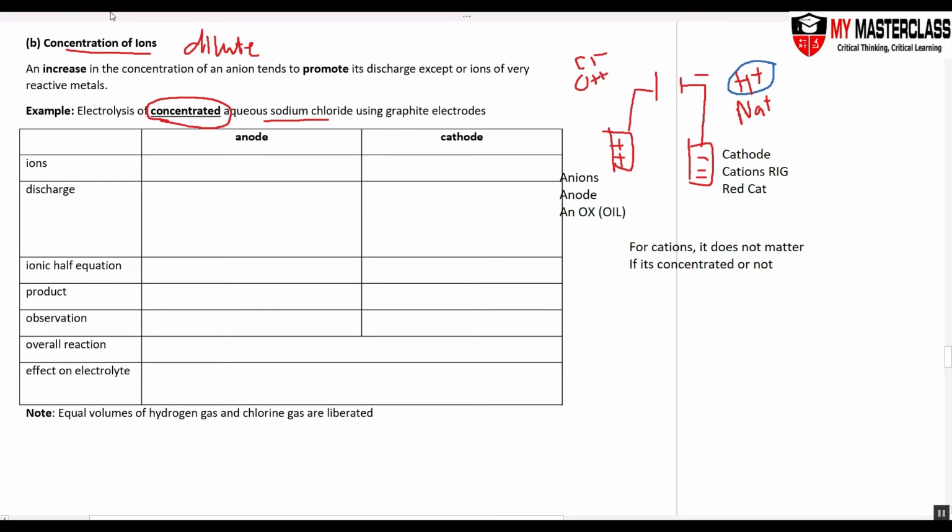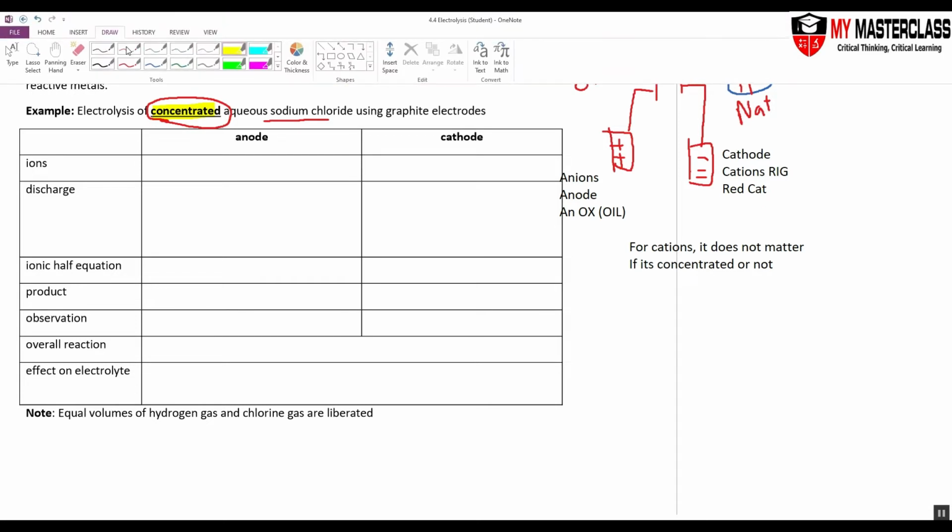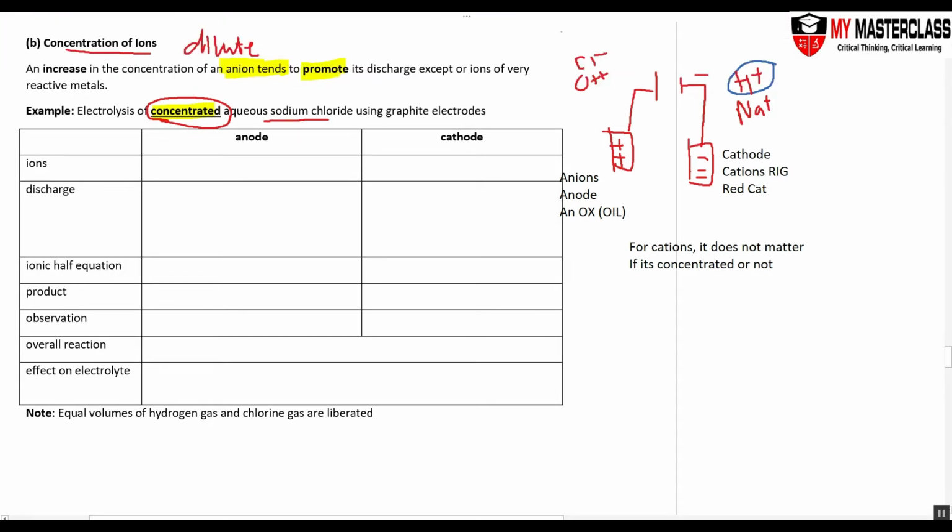Okay, but now that it's concentrated, it tends to get promoted. The anion tends to get promoted. Okay, so instead of circling the OH minus, we should circle the Cl minus. Why do I circle the Cl minus? It is promoted. Okay, so what are the equations that are happening?